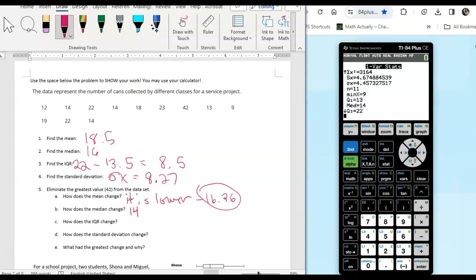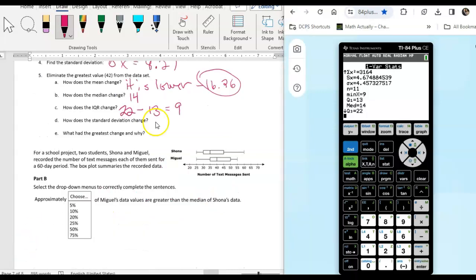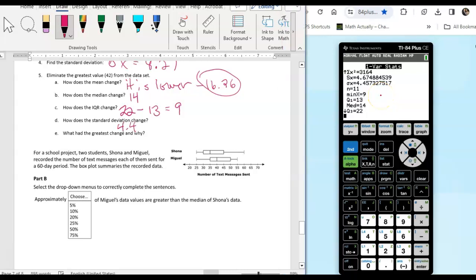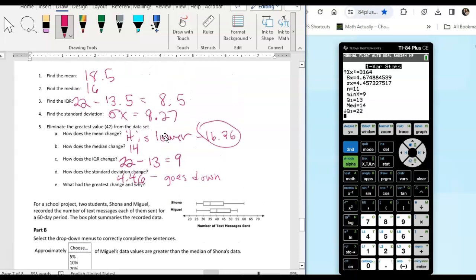Now notice though that the IQR is still about the same. It's only half a point off, so we have 22 minus 13, which is going to give us 9. All right, so the standard deviation here is 4.46, and so it goes down quite a bit, actually, right? This went from 8.27 to 4.46. So notice the thing that is most stable here is that IQR.